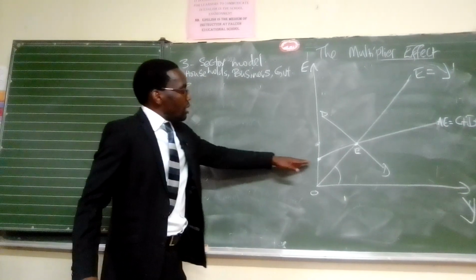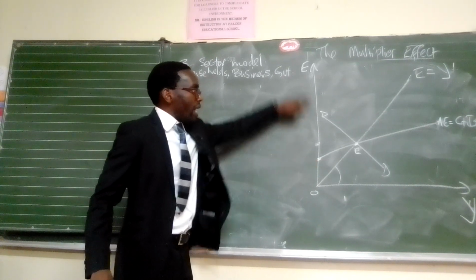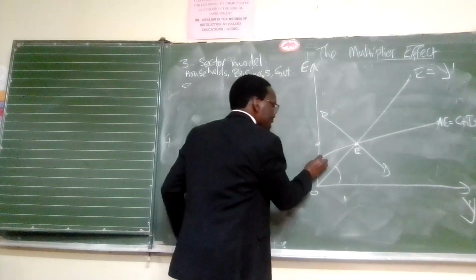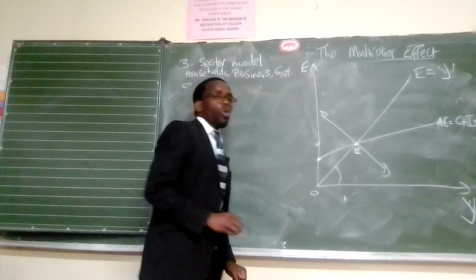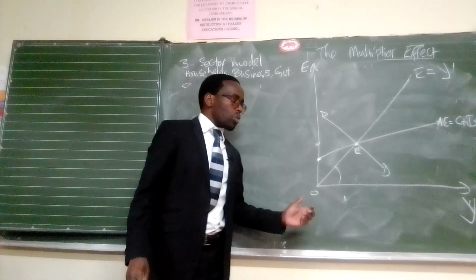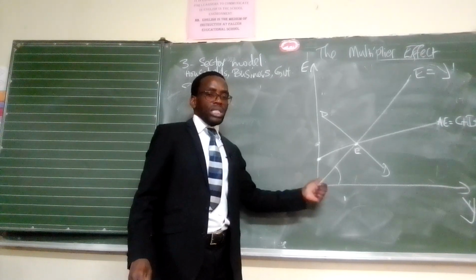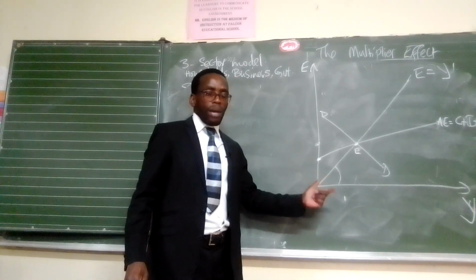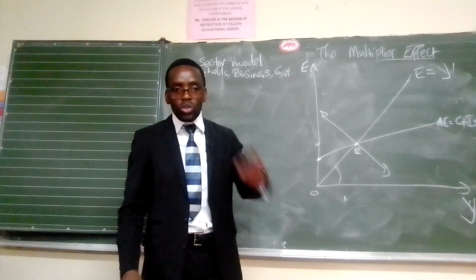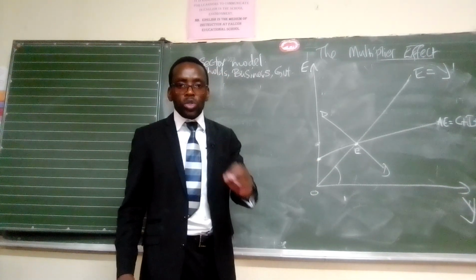Now, if we look at this graph, the point where it leaves the vertical axis, this point here, indicates what is called autonomous expenditure or autonomous consumption. Now, what is autonomous consumption? Autonomous consumption is consumption that is not influenced by the level of income. In other words, this is consumption when income is equal to 0. Autonomous spending is spending when income is equal to 0.